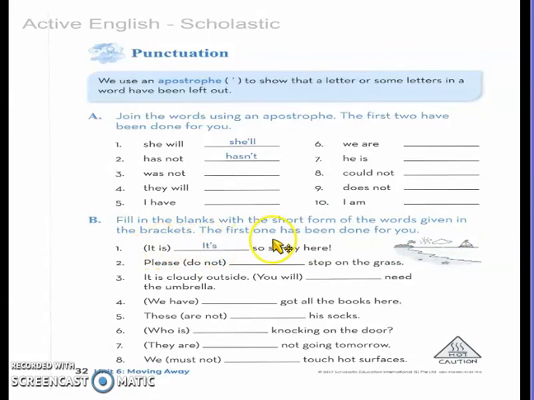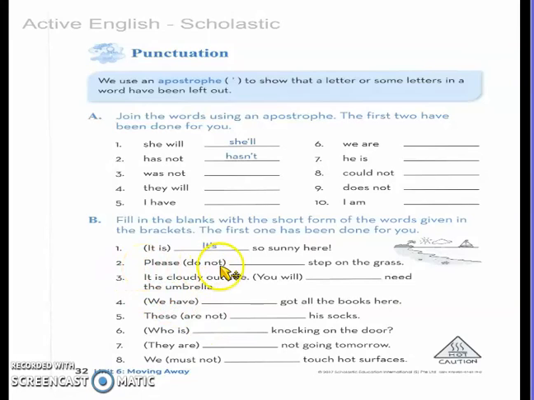For exercise B, fill in the blanks with the short form of the words given in the brackets. The first one has been done for you. We are still with the apostrophe, writing the short form of the long form of the 2 words. Exercise number 1. It is, it's the long form. It is, the short form it's, and we use the apostrophe instead of the missing letters. It's so sunny here.